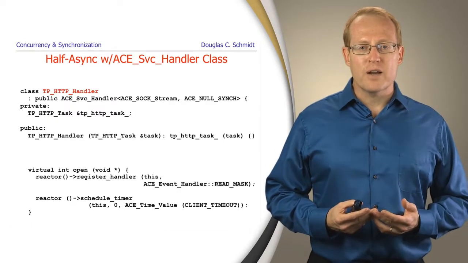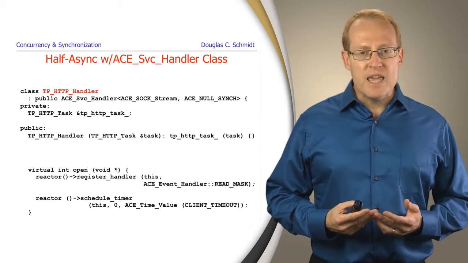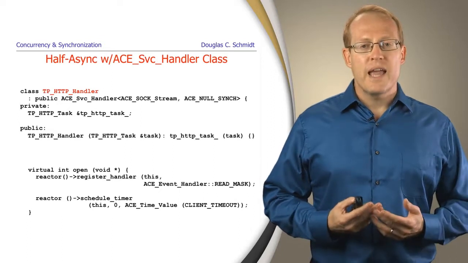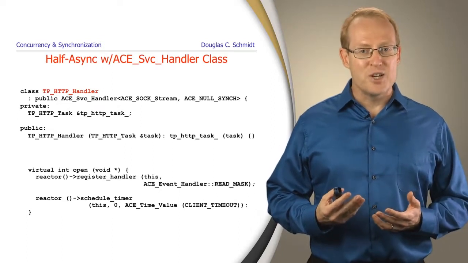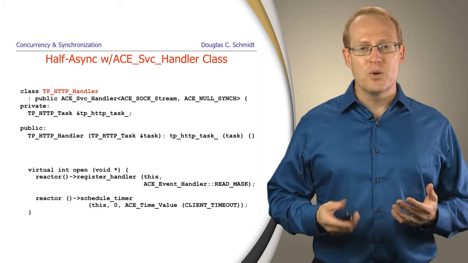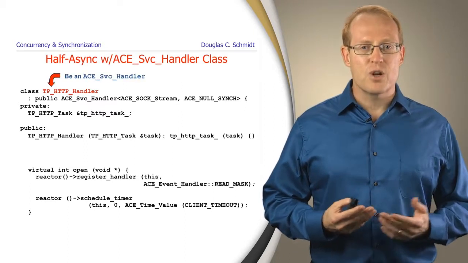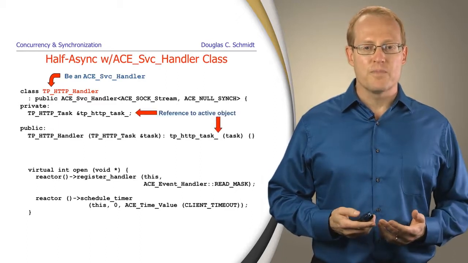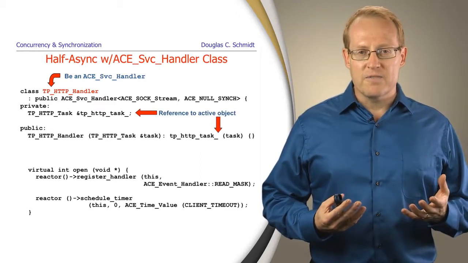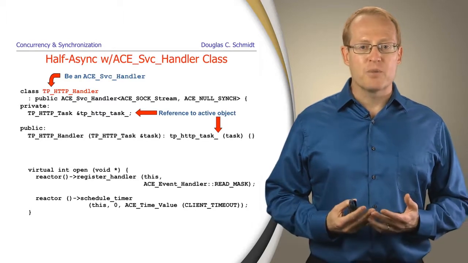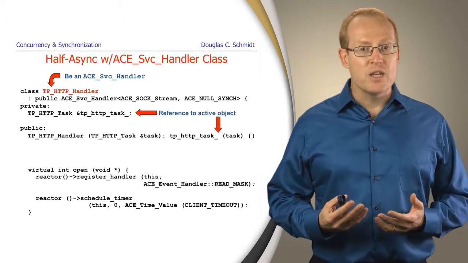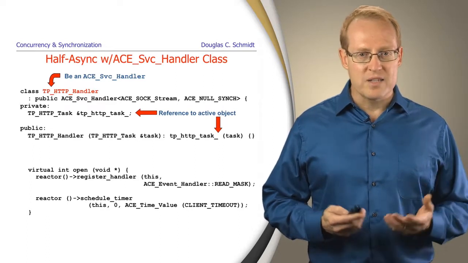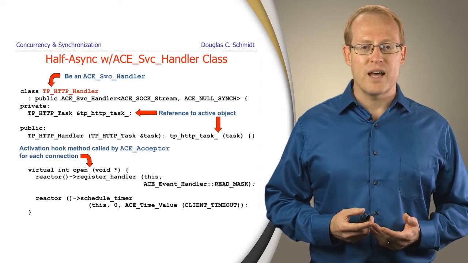Let's first start by talking about defining the TP HTTP handler class. TP stands for thread pool. In this particular case, the TP HTTP handler class is going to inherit from ACE service handler, and that means we can dispatch it from the reactive part of our system. It then defines a reference to an active object called TP HTTP task that we'll be talking about shortly. And that reference is tucked away as a data member in the implementation of this class.